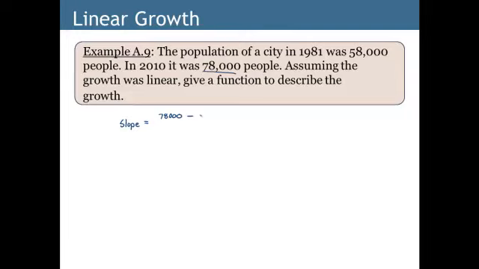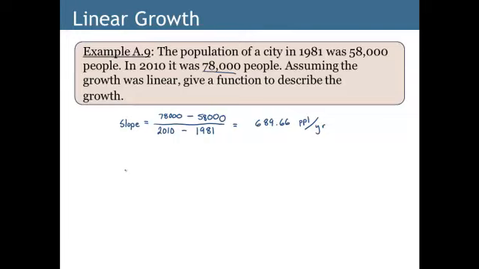We started with 58,000. So it's the changes in the y values, if you will. And over the time periods, well, 78,000 corresponded with 2010. The 58,000, forgot a zero there, corresponded with 1981. So if you work that out, you get 689.66. And again, top number is people, bottom is years, so people per year.